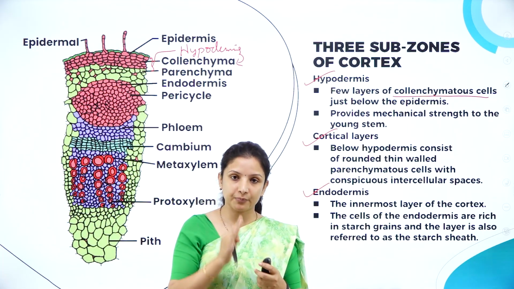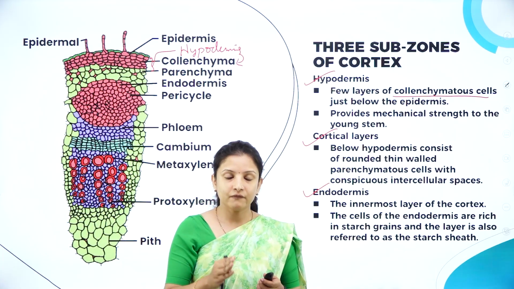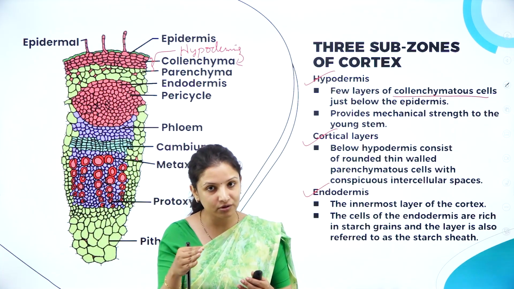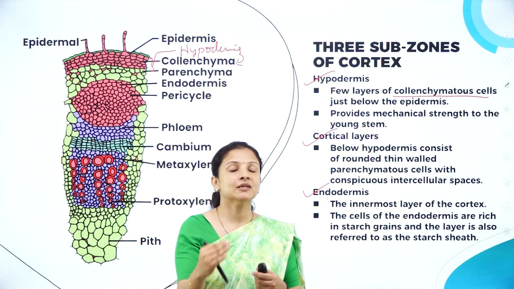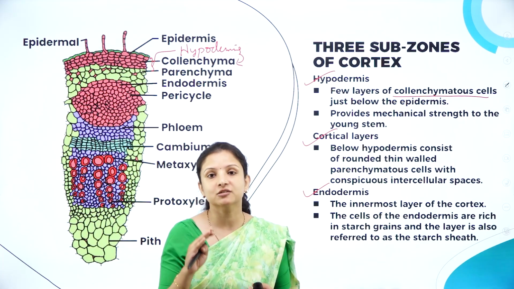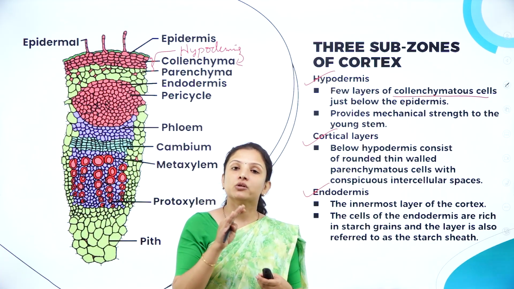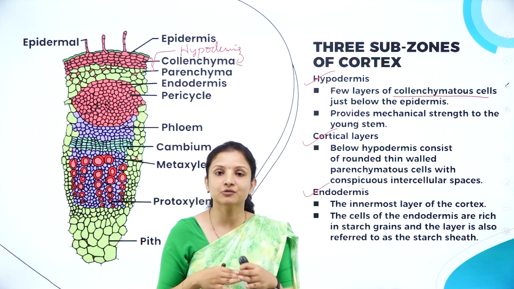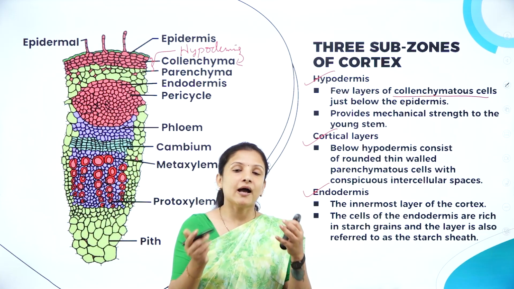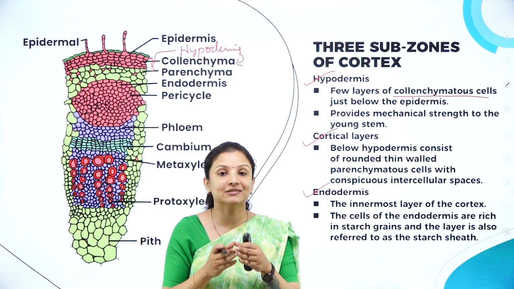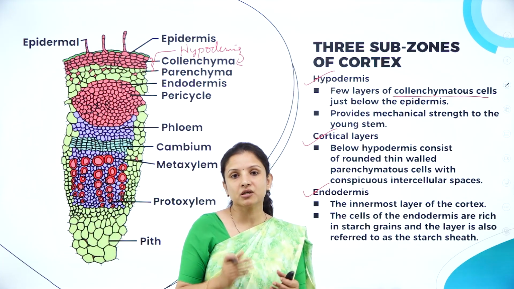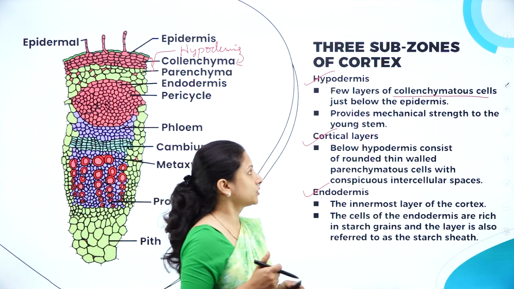So, therefore, the hypodermal region, which is one of the main zones in the cortical region, which is present exactly below the epidermis, is made up of what type of cells? It is made up of collenchyma cells, which are nothing but parenchymatous cells with no intercellular spaces. And the main function of the cells present in the hypodermal region is to give mechanical support to the plant.